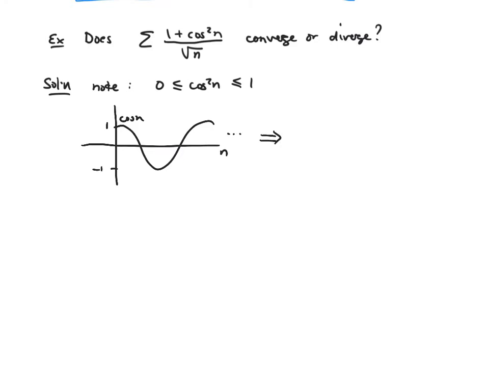If I square the function, it's just going to go like this. Something like here, here, here. This is cos squared n from 0 to 1. Something like that, anyway.